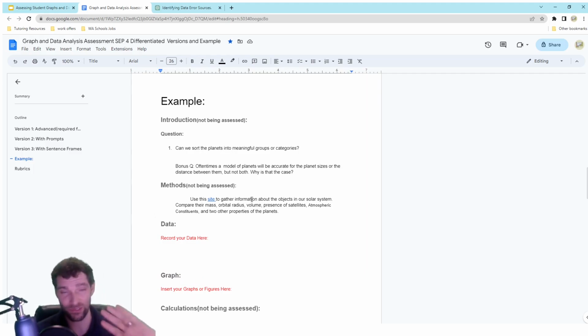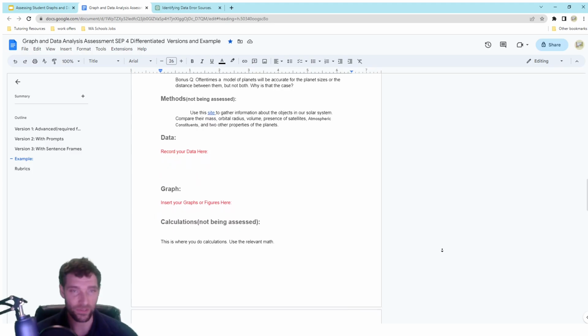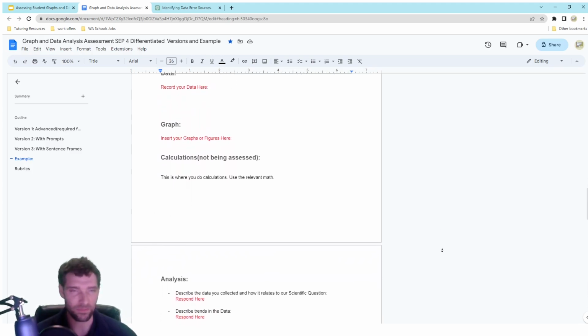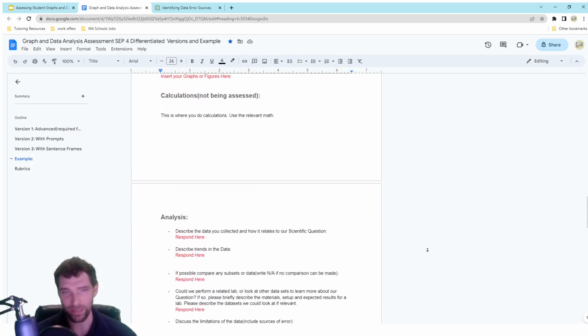So you can kind of just give that to them directly, but they need to record their data and put it in a graph and figure. So you can give that with varying degrees of support. If you wanted to give them a video to kind of go along with making the graph, that'd be something that I've done in the past.